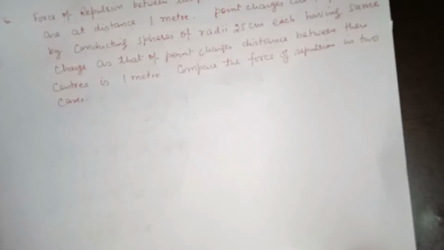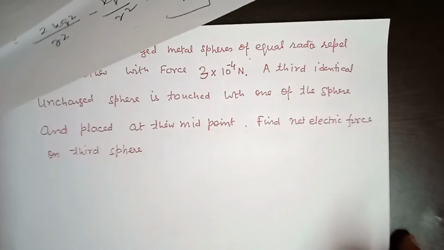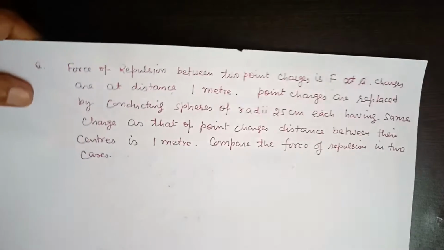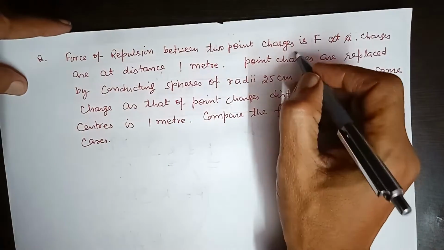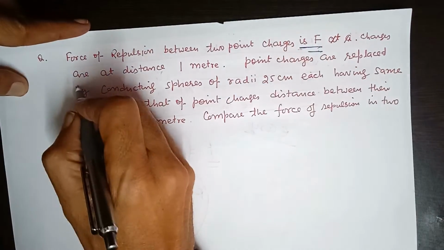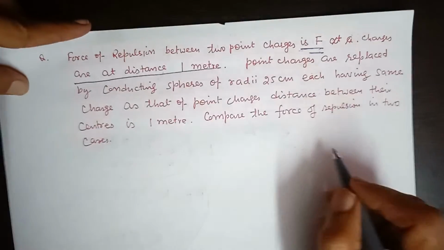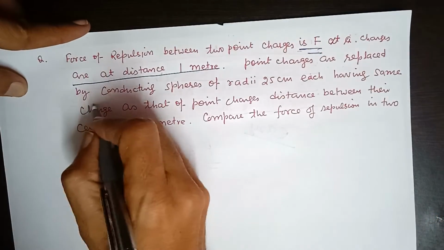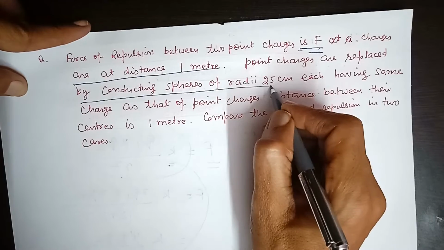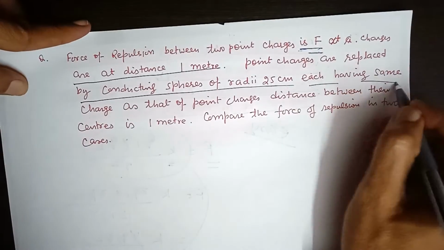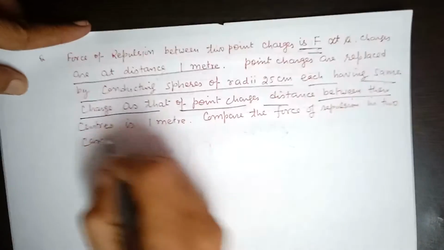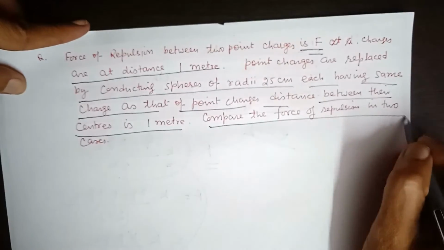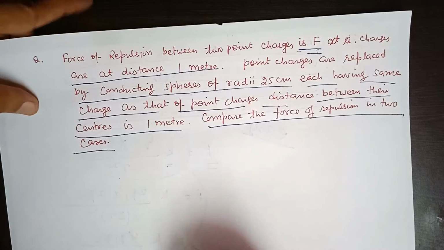Now the other question is: the force of repulsion between 2 point charges is F, and the charges are at a distance of 1 meter. Point charges are replaced by conducting spheres of radii 25 cm each, having the same charge as that of the point charges. The distance between their centers is 1 meter. Compare the force of repulsion in the two cases.